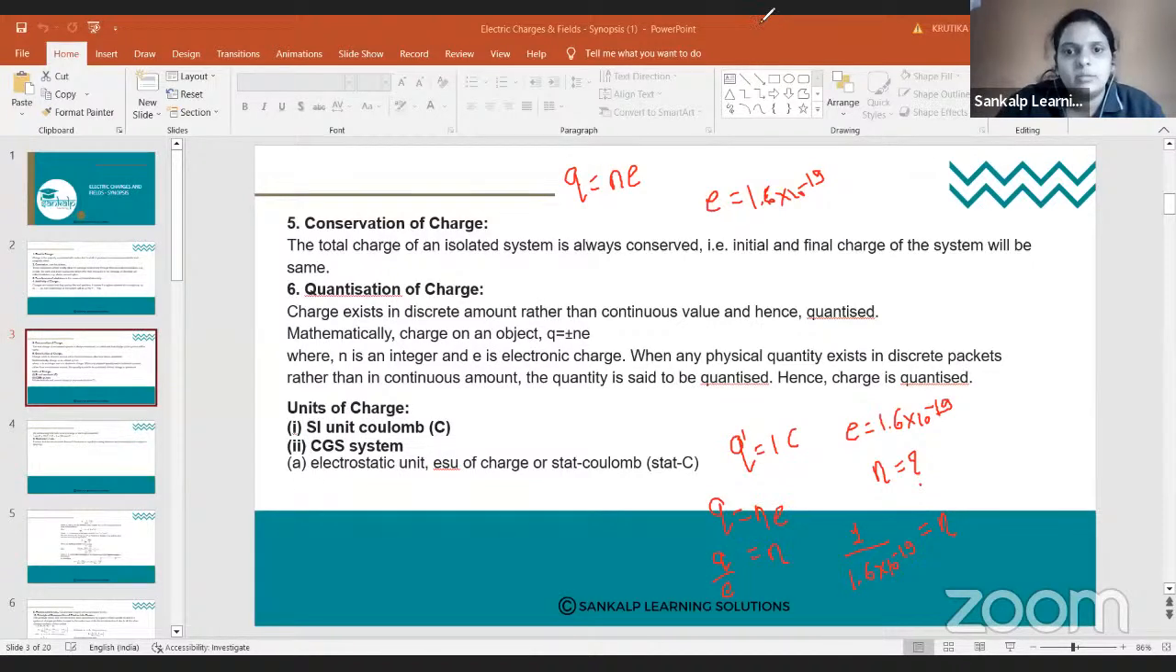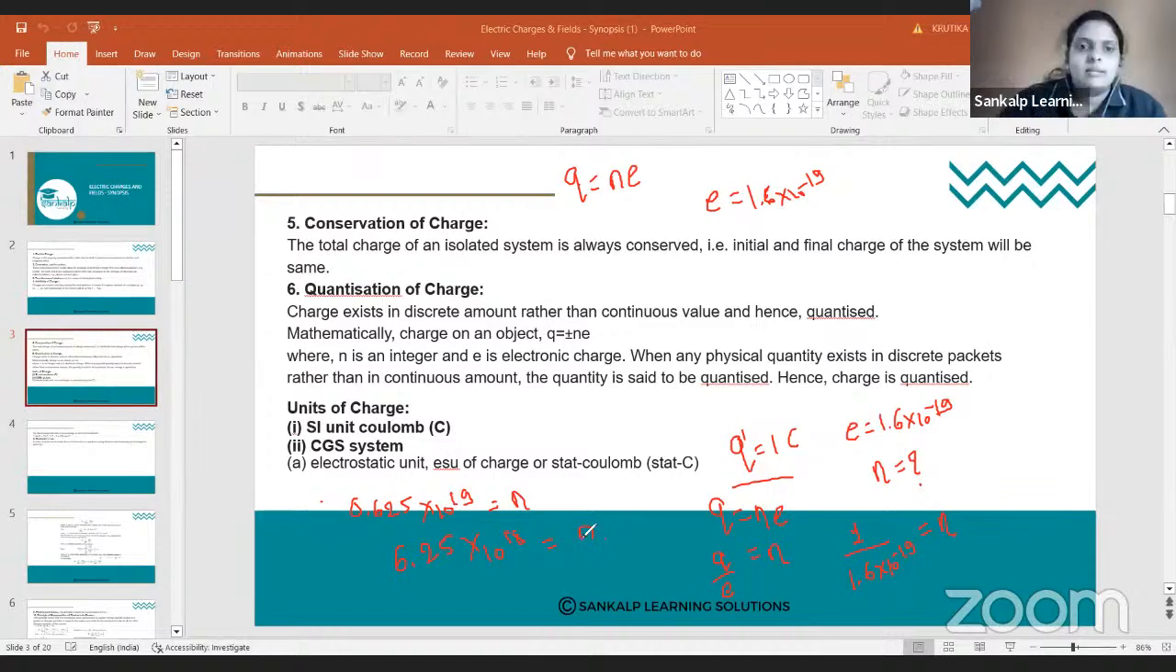The value is right. For electron it will be minus. So it will be 0.625 into 10 to the power of plus 19, because the denominator has minus 19, and when it goes up it becomes plus 19. Now if I shift the decimal, 6.25 into 10 to the power of 18 electrons are there in 1 coulomb of charge. This value is constant, so remember it. 1 coulomb of charge consists of 6.25 into 10 to the power of 18 electrons.